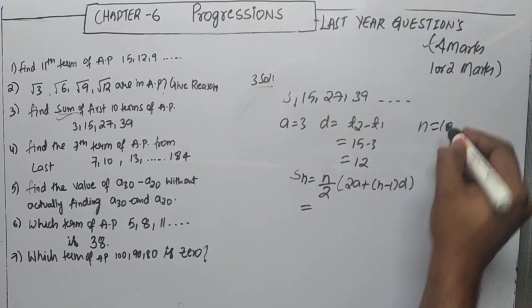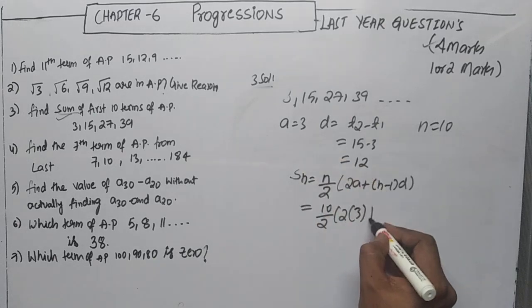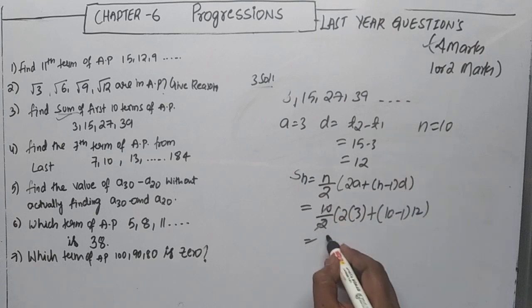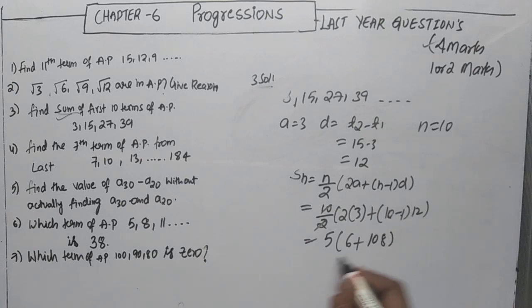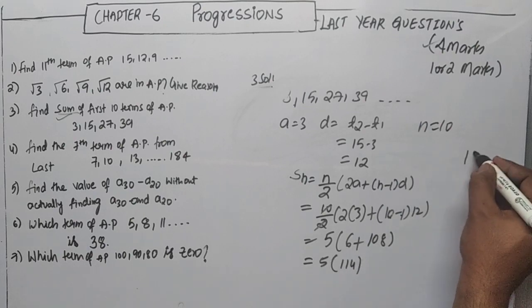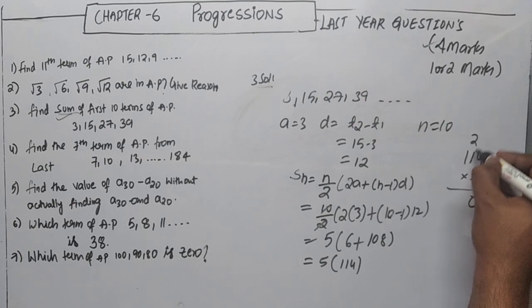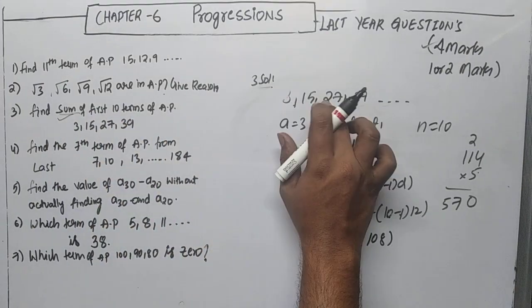So n value is 10 terms, so 10. So 10 by 2, 2 into a value is 3, n value is 10 minus 1, d value is 12. So 2 times 3 is 6, 10 minus 1 is 9, 12 times 9 is 108. If you add it, 108 plus 6 is 114. Next you have to multiply 114 into 5. 5 fours are 20, carry 2, 5 ones are 5 plus 2 is 7. So the answer is 570. The sum of first 10 terms of the given AP is 570.